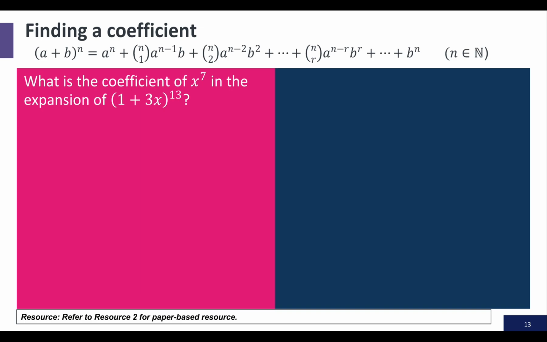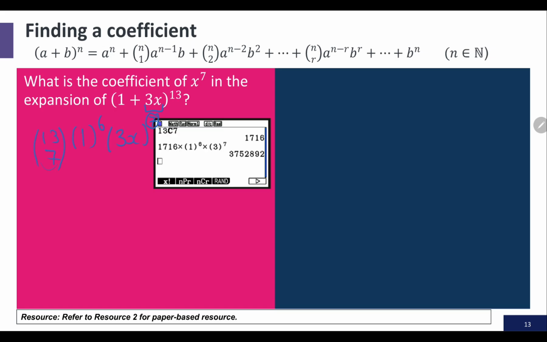Okay, so next question, we're going to approach this in exactly the same way. So we've got x as the second bit again, and we know we're going to try to get x to the power of 7. So that's going to be 3x to the power of 7. Therefore, that would have been 1 to the power of 6, and it's going to be 13 choose 7. The power on the second term becomes the bottom part of the choose. In my calculator it goes.